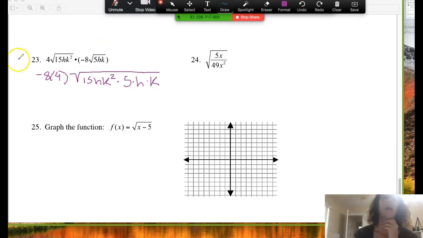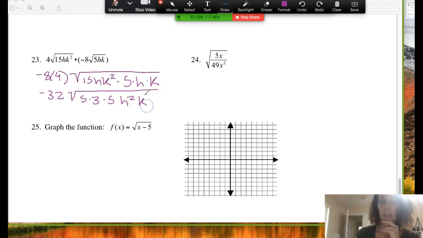All right. And on the outside, 8 times 4, let's just simplify that a bit. 8 times 4 is negative 32. So that's what I have. And on the inside, let's simplify this again. We have 15 times 5. Well, instead of multiplying that out, I'm going to break this up. 15 is 5 times 3. And we have another 5 here, times 5. And then I have an h and an h, so I do have an h squared. That's good. And I have a k squared and a k.